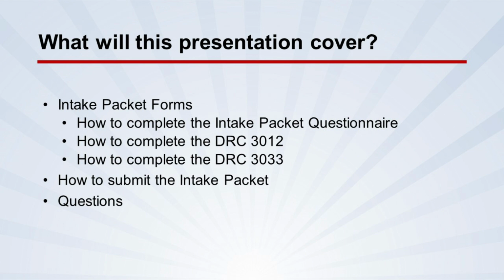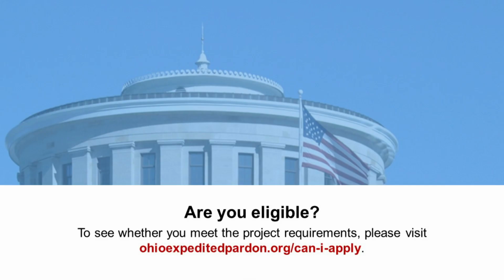For an overview of the project, including the application process, eligibility, and more, watch Module 1, Introduction for Applicants, or visit ohioexpeditedpardon.org. To be considered for the Ohio Governor's Expedited Pardon Project, an applicant must meet the minimum eligibility requirements. If you are unsure whether or not you meet the project requirements, visit the Can I Apply page at ohioexpeditedpardon.org/can-I-apply to learn more about project criteria and disqualifying offenses. Please note that meeting the minimum requirements does not guarantee admission to the project.